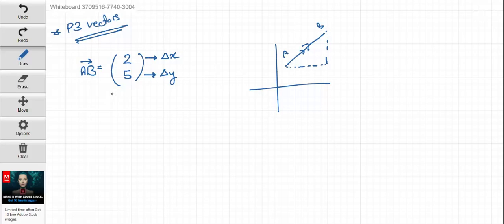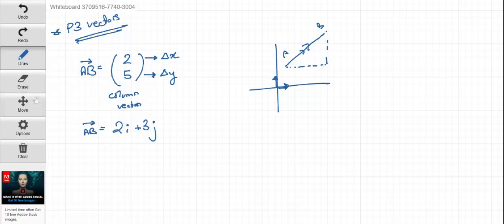Now this form is called the column vector form, right? The same thing can be denoted in a different way using the ij form, 2i plus 5j. This essentially means that in order to go from A to B, you have to go 2 units in the i direction, which is usually 1 unit in the positive x direction, and 5j, meaning 5 units in the positive j direction. So these are two formats you need to be comfortable with.